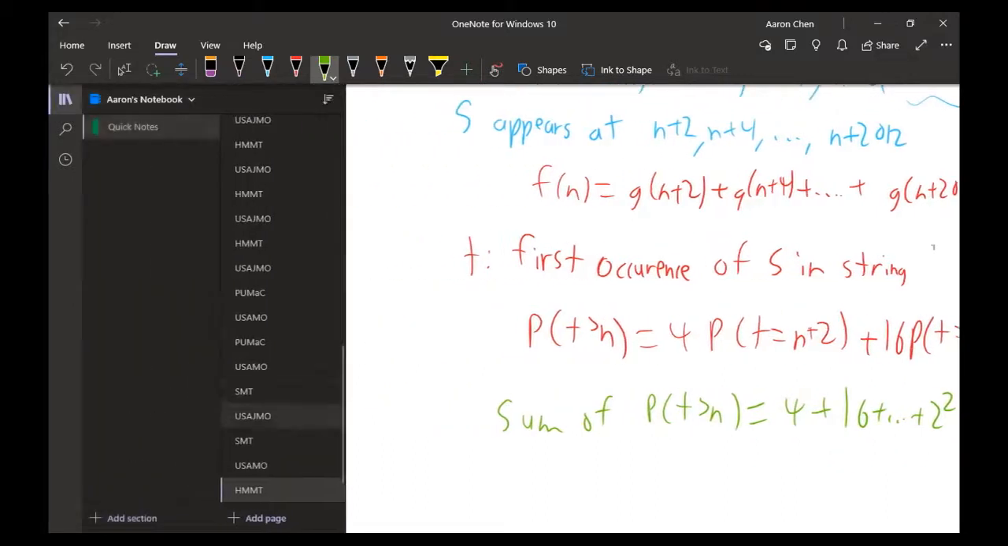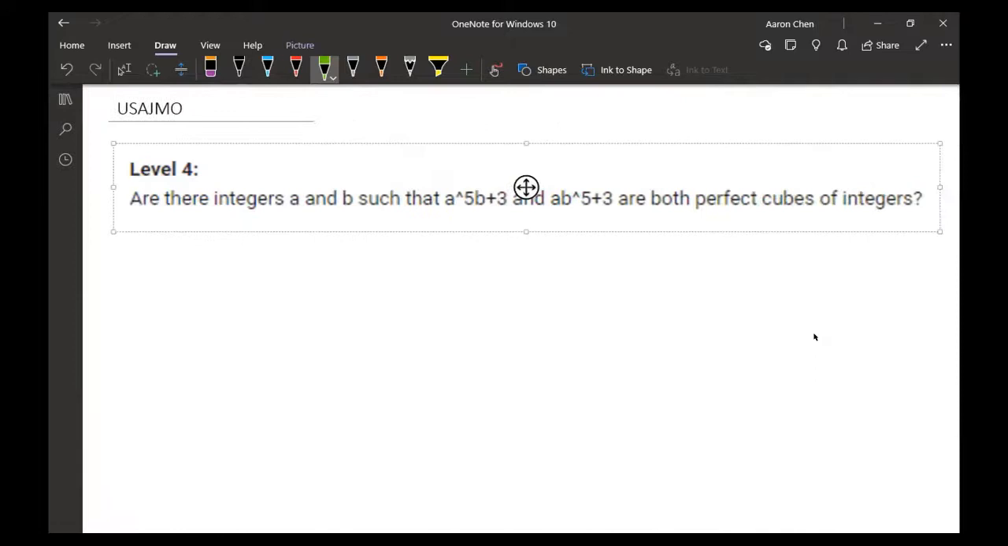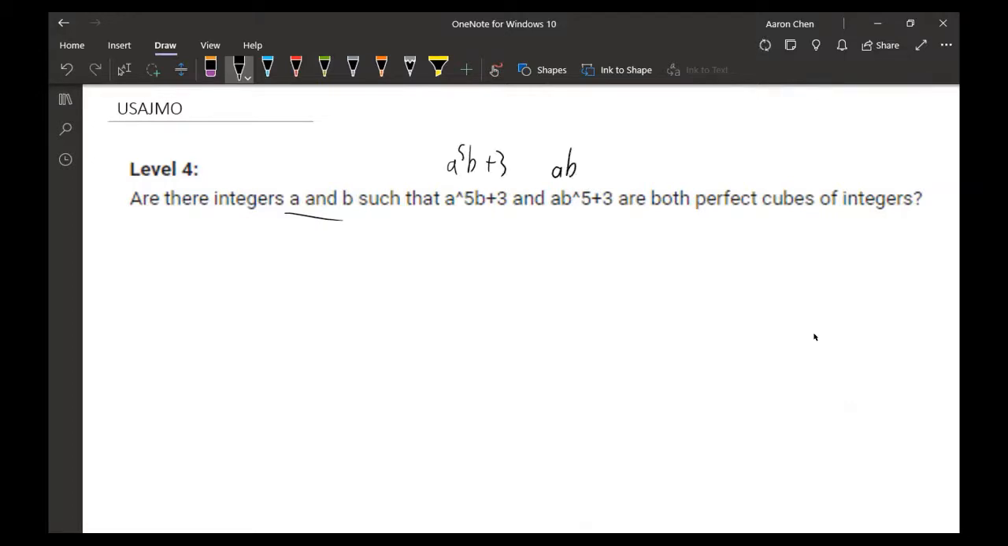And so now let's move on to level 4. Are there integers a and b such that a to the power of 5 times b plus 3 and ab to the power of 5 plus 3 are both perfect cubes?